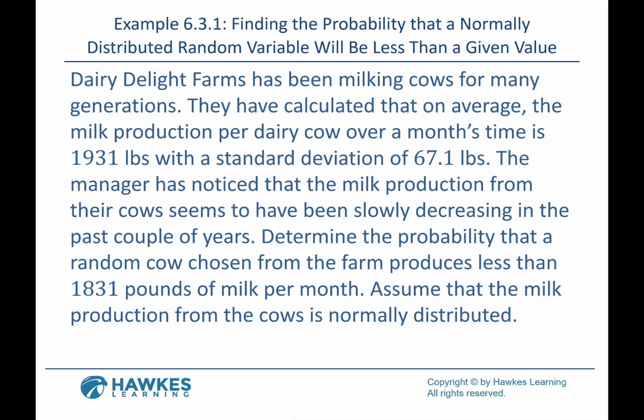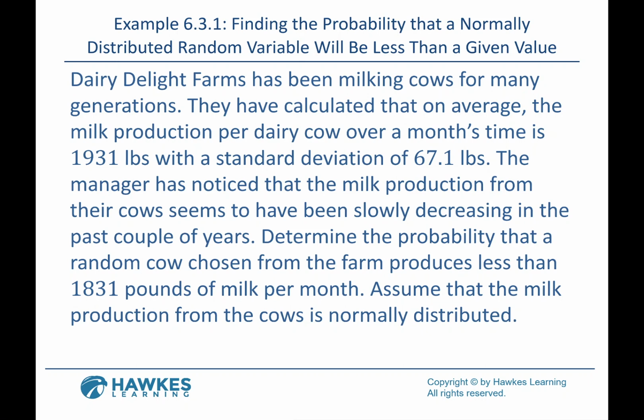This one says, Dairy Delight Farms has been milking cows for many generations. They have calculated that on average, the milk production per dairy cow over a month's time is 1,931 pounds with a standard deviation of 67.1 pounds. The managers noticed that the milk production from their cows seems to have been slowly decreasing in the past couple years. So what we want to do is determine the probability that a random cow chosen from the farm produces less than 1,831 pounds of milk per month. Assume that the milk production from the cows is normally distributed.